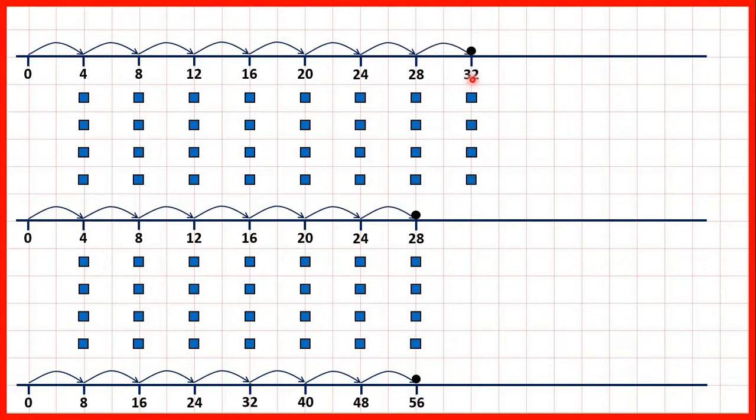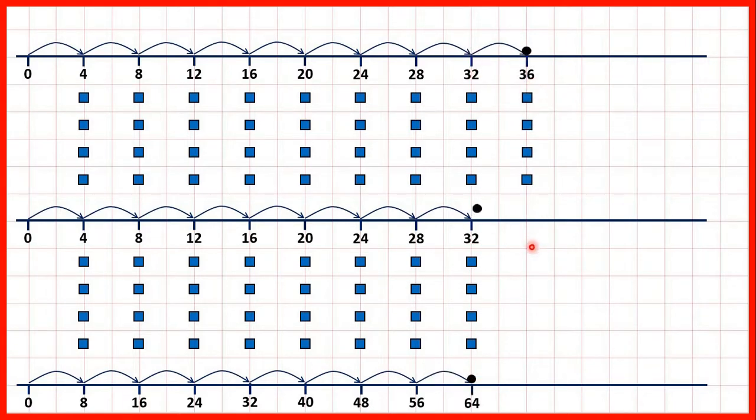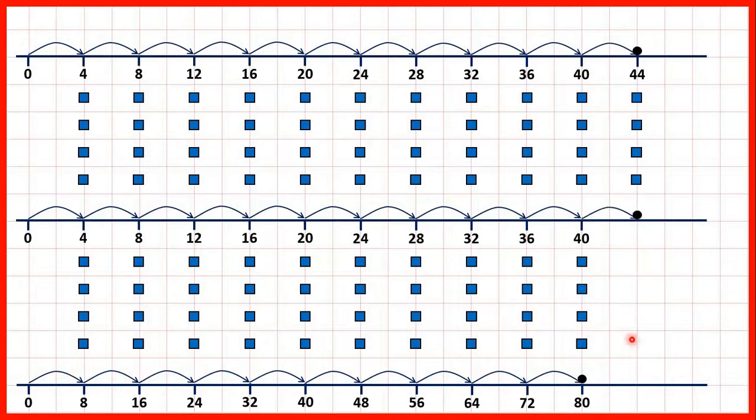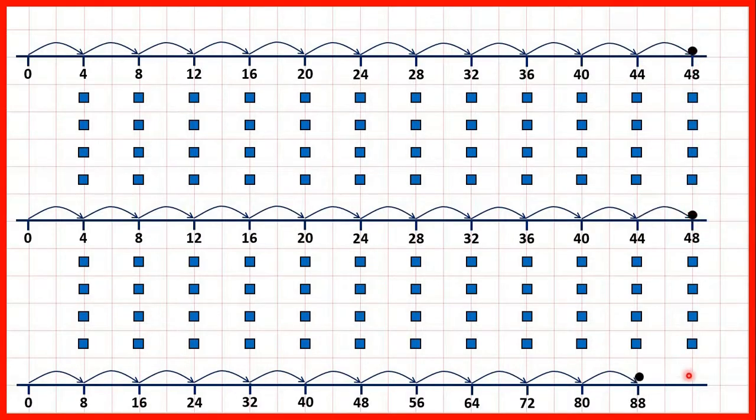Then we have 32, and if we show that twice, we get 64. Then 36, if we show that twice, we have 72, because 9 times 8 is 72. Then 10 times 4 is 40, which means that 10 times 8 is 80. 11 times 4 is 44, and 11 times 8 is 88. 12 times 4 is 48, and 12 times 8 is 96.